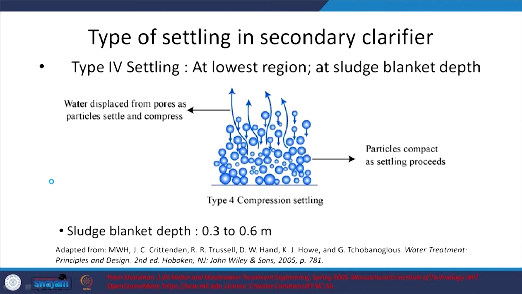And with respect to thickening, what is happening here is type 4 settling at the lowest region and at sludge blanket depth. Water is displaced from the pores because the particles settle down and compress the lower regions. So, due to that weight, if I may say so, or mass, the water is squeezed out. So, that is type 4 settling. Compaction occurs in a way, particles compact as settling occurs. Typical sludge blanket depth is 0.3 to 0.6 meters. So, that is another aspect. You do not want a very thick sludge blanket, because then you are going to start having anaerobic conditions and relevant issues.